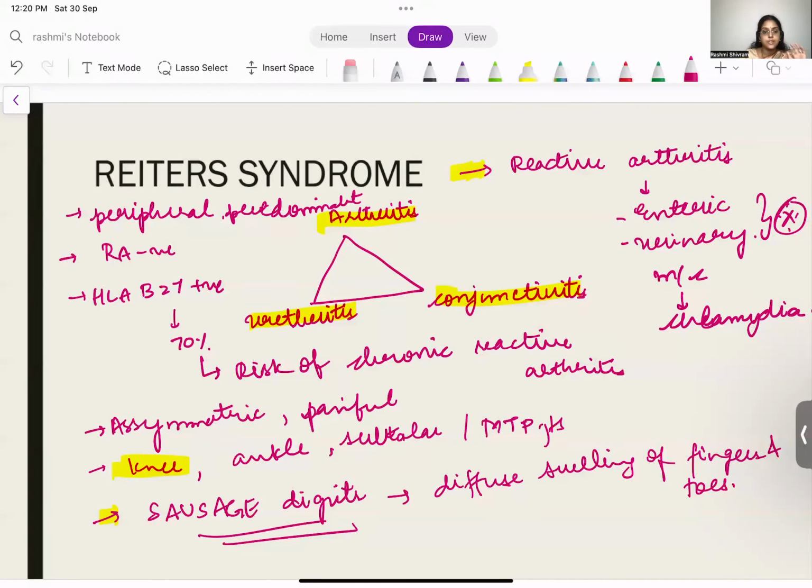This is very important. It's a peripheral predominant, seronegative, RA factor negative spondyloarthropathy, HLA-B27 positive in around 70% of patients. The triad is arthritis, urethritis, conjunctivitis. It is usually preceded by an enteric infection or a urinary infection. The joint involvement is usually asymmetric and painful, and you have some sausage digits. The most common joint involved is the knee joint. Ankle joints, subtalar joints, and MTP joints can also be involved.